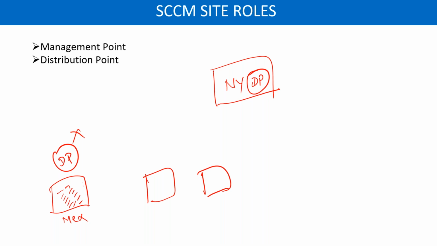So it can either take the content from this one, or from the primary site itself, the primary DP itself. Depends. That is also possible.